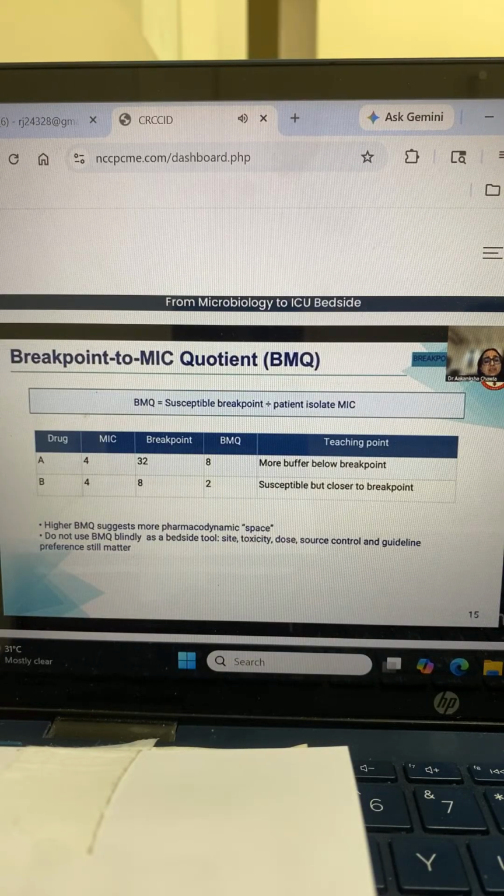Now, but again, even for BMQ, do not use it alone. Always remember the site you are treating, the toxicity of the antimicrobial that you are selecting, the dose that you're going to give it in, whether you've achieved source control or whether you've done measures to control the source or not, and of course guideline preference. So all this again has to be considered with each of these to be able to select a proper antibiotic for adequate treatment for your patient.